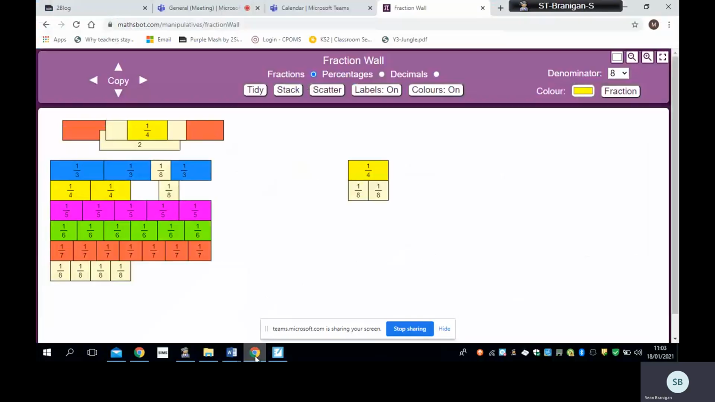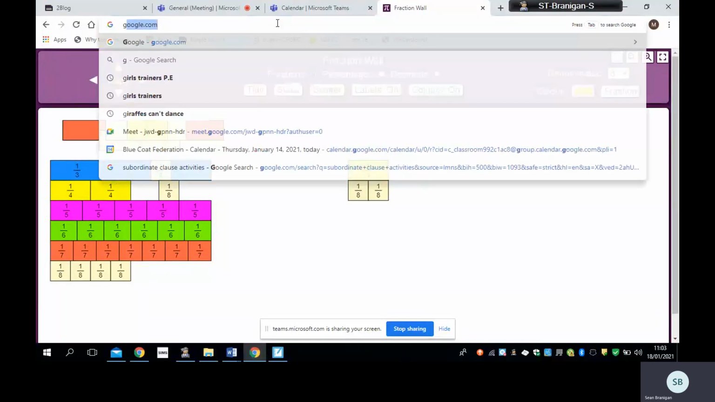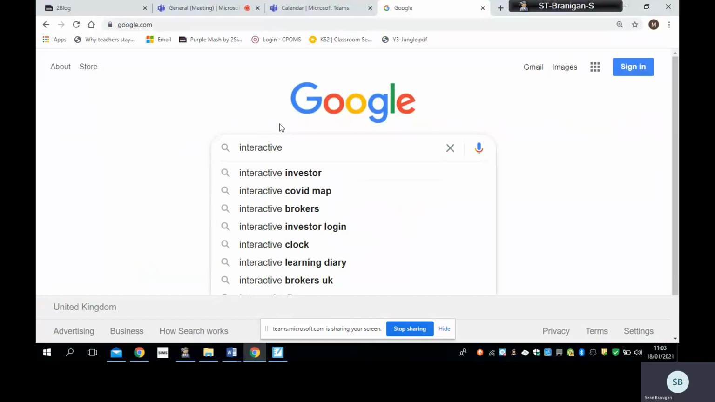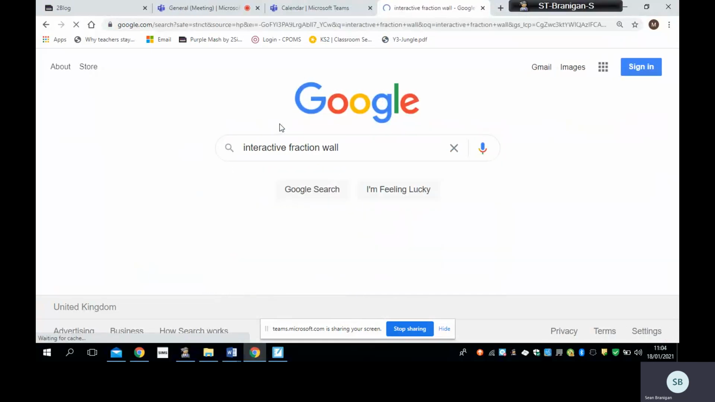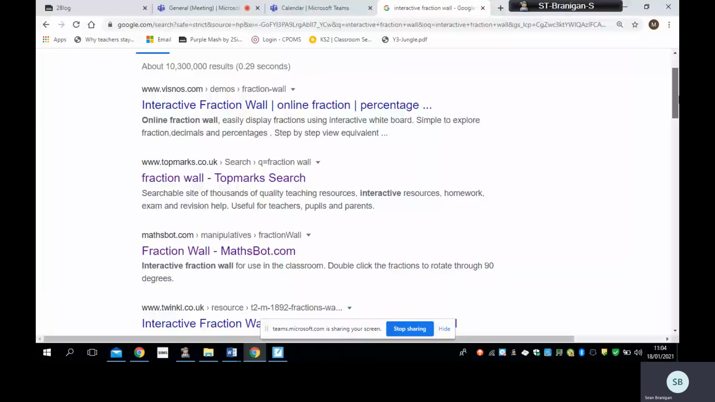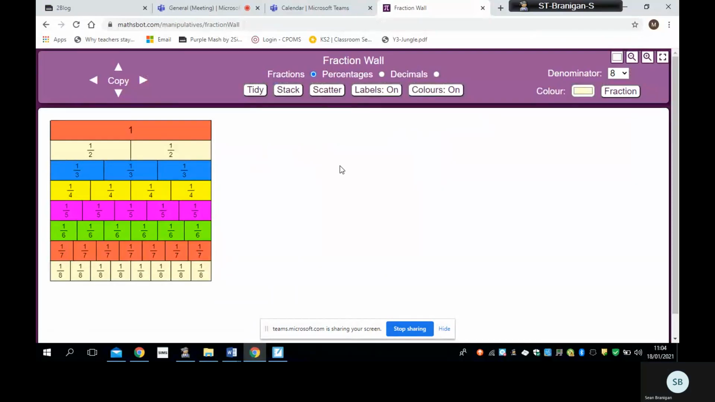That was the last of my examples. If you do want to use the fraction wall, children, like I've been using on the internet, you can go on to Google, type in interactive fraction wall, and there are lots of different fraction walls that you can use. This one's a good one, and that's the one I was using today, MathSpot. So if you want to play around with the fractions on there, you can.